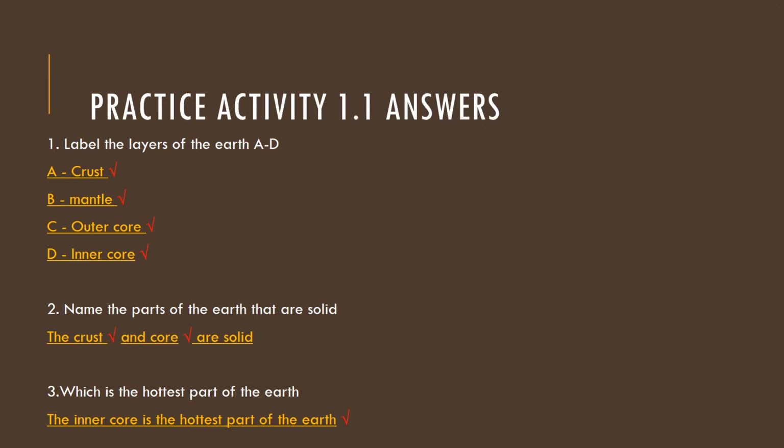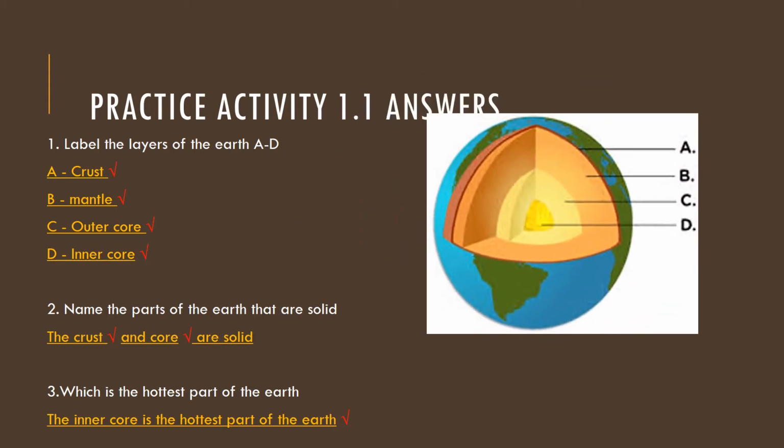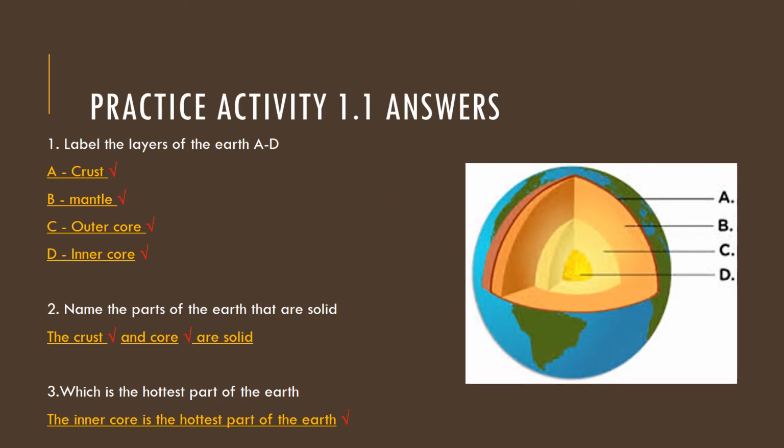With volcanoes, we are going to discuss answers of practice activity 1.1, which was in the structure of the earth video. The first question, you were asked to label the layers of the earth using the picture on your right hand side. A is our crust, B, the mantle, C, the outer core, and D, the inner core.